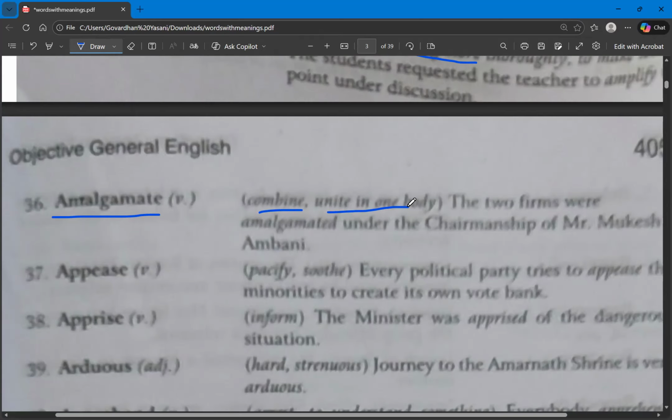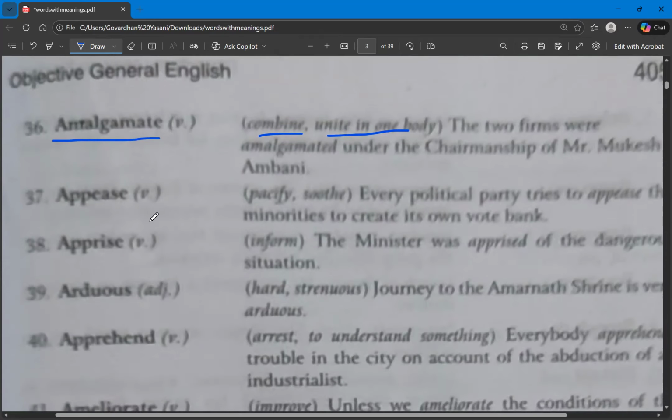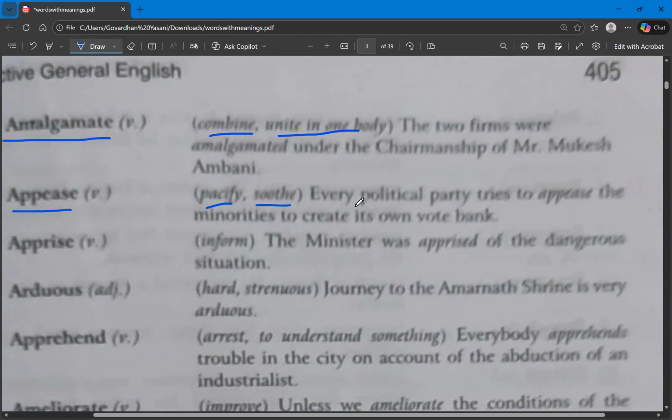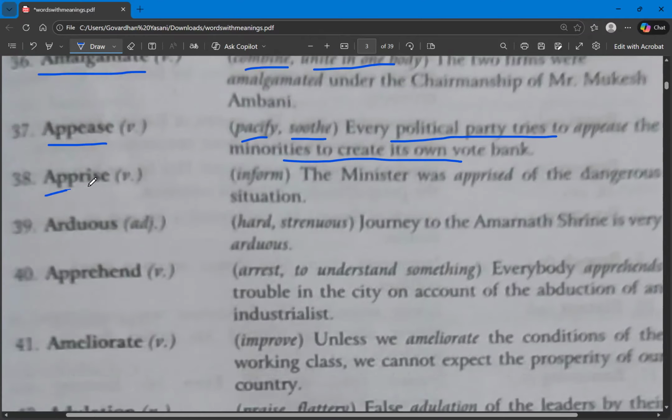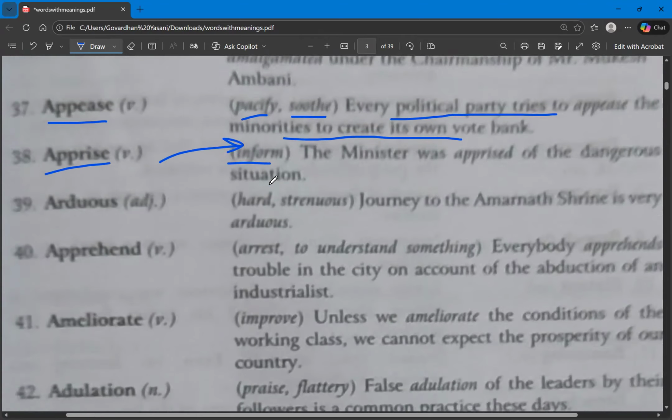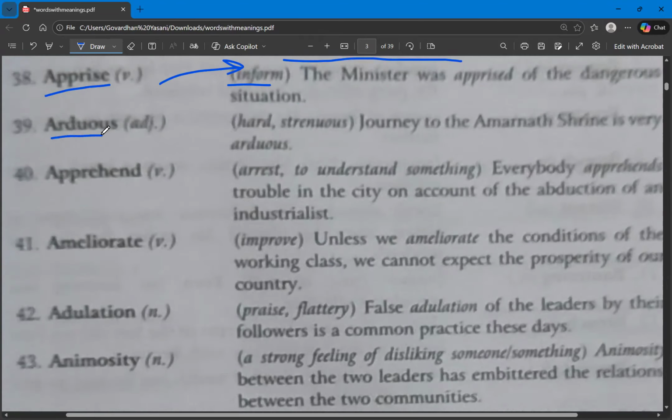You're combining. Next one, appease. Appease means pacify or soothe. It's like every political party tries to appease the minorities to create its own vote bank. So appease means pleasing someone, pacifying someone, or soothing someone. The next one, apprise. Apprise is already covered, which means to inform. Apprise means inform. Next, arduous.